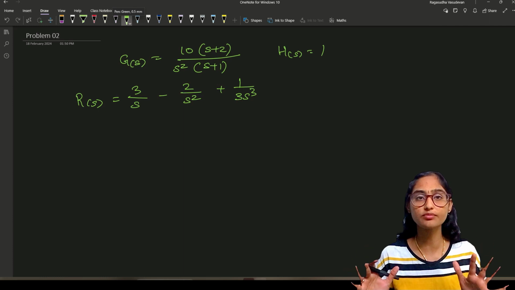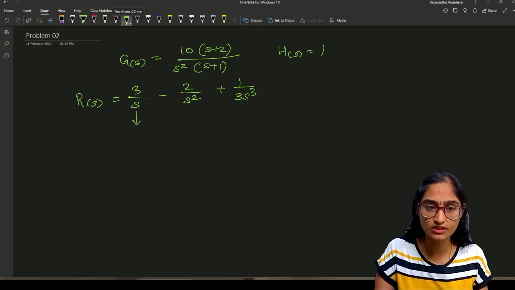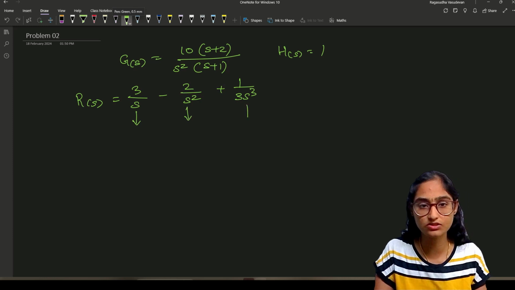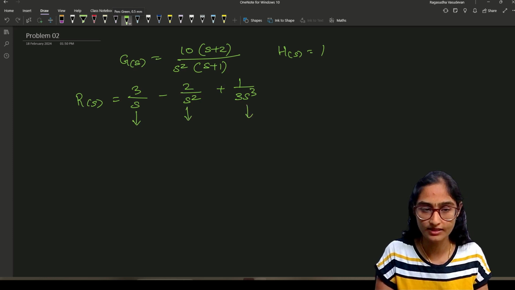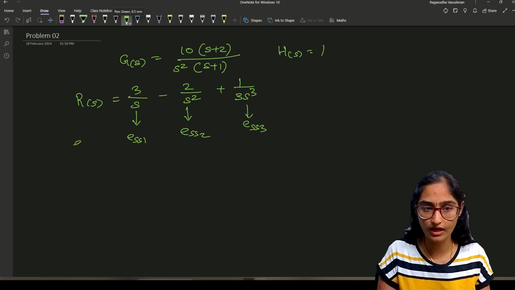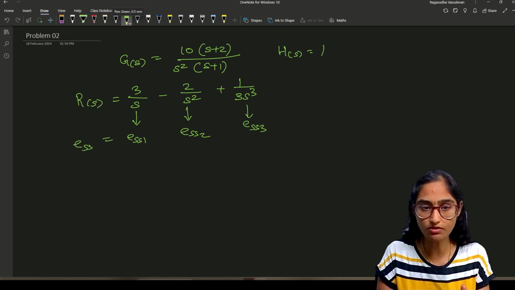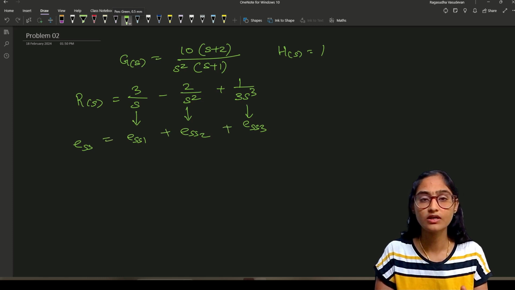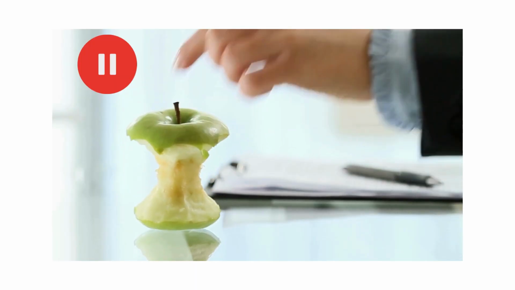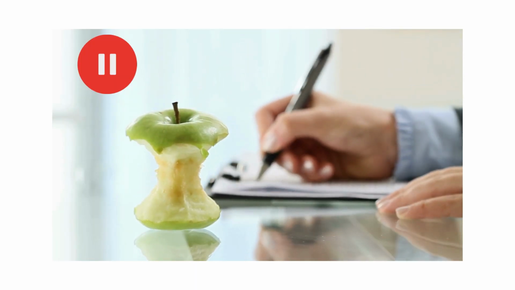It's just like superposition theorem. Okay, we are considering this to be a sub input 1, this to be a sub input 2 and this to be a sub input 3, and the error because of this is calculated as ESS1, this is ESS2 and this is ESS3. So the ultimate error because of this total input will be the sum of all these errors. Okay, so I recommend you to pause the video at this stage, try it out and find out the steady state error.